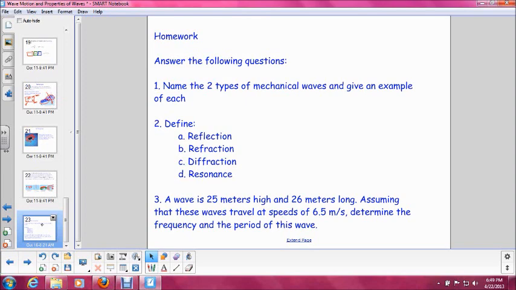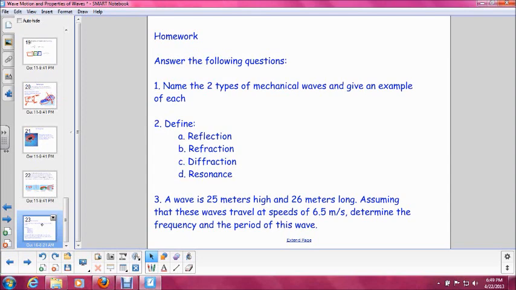So the first question is, name the 2 types of mechanical waves and give me an example of each. Number 2, define reflection, refraction, diffraction, and resonance. And I know we didn't talk about resonance really that much, but look up an answer and cite your source, or try and guess from what I was talking about with superposition what it might mean.